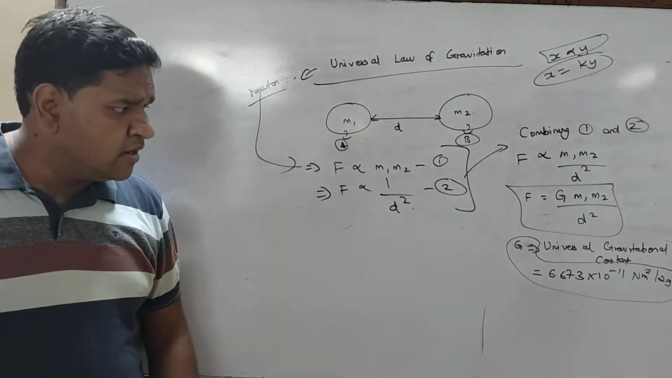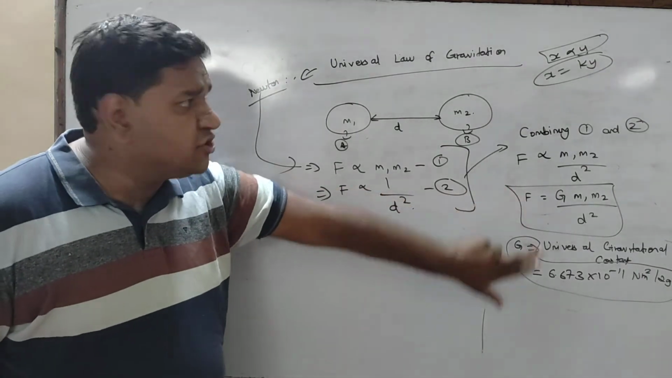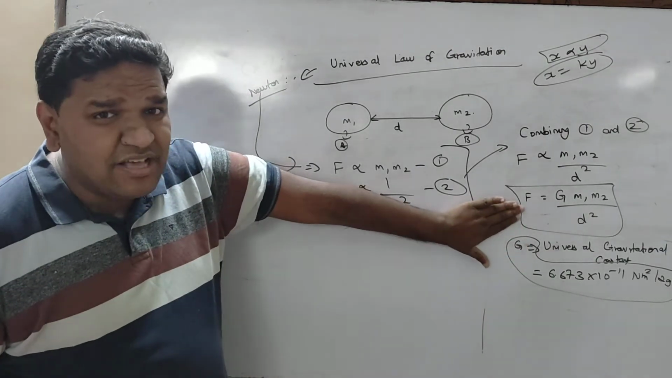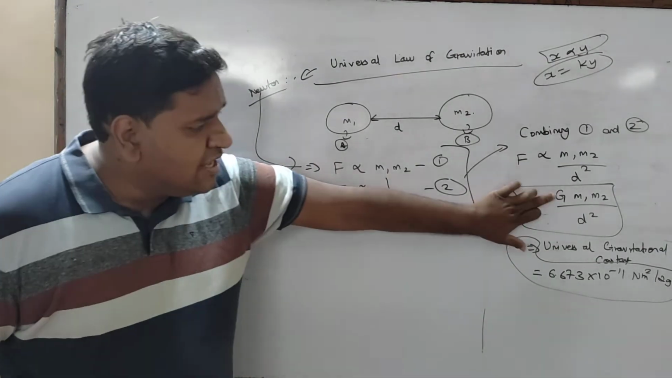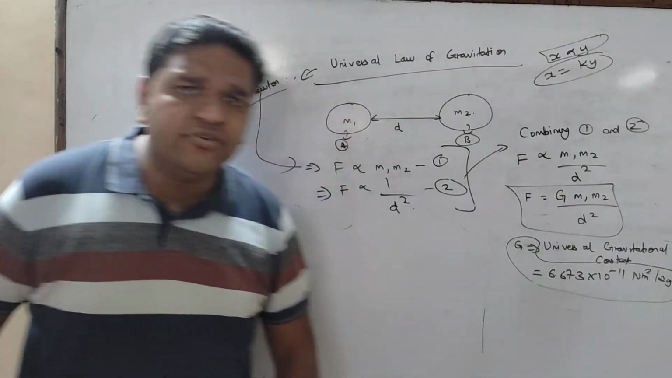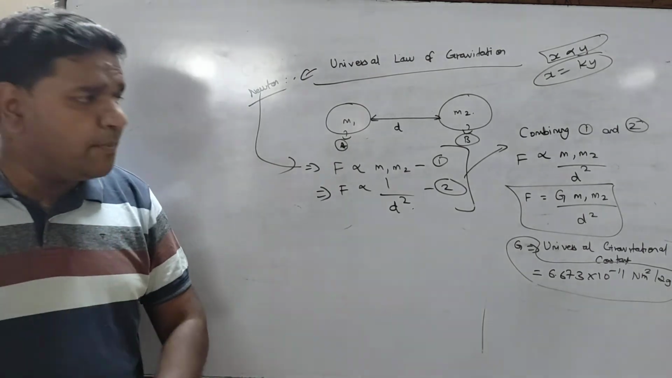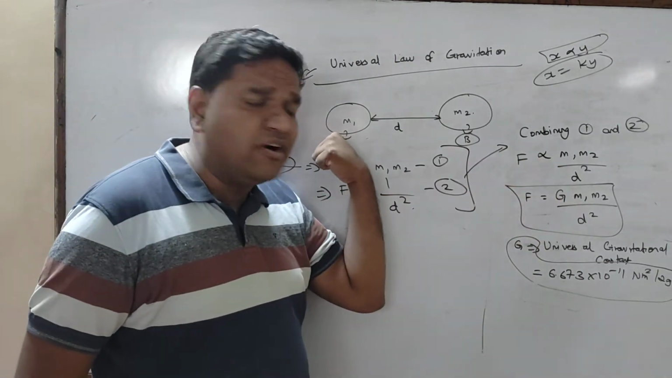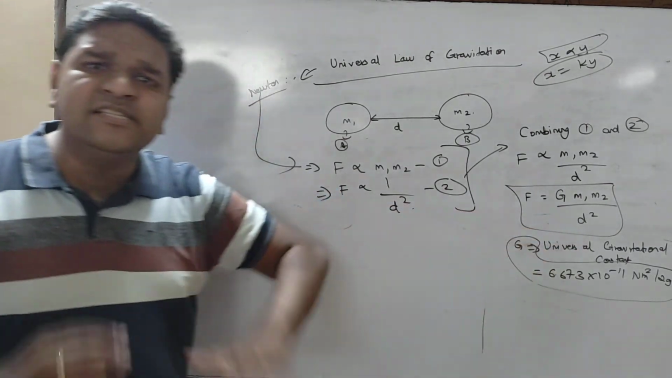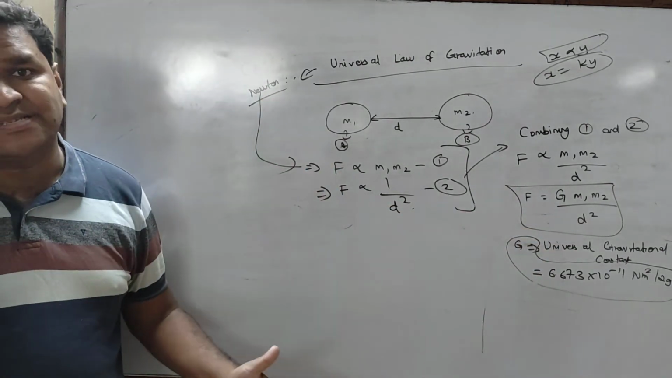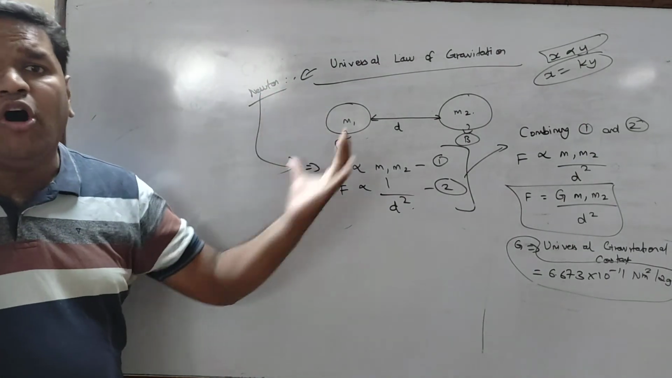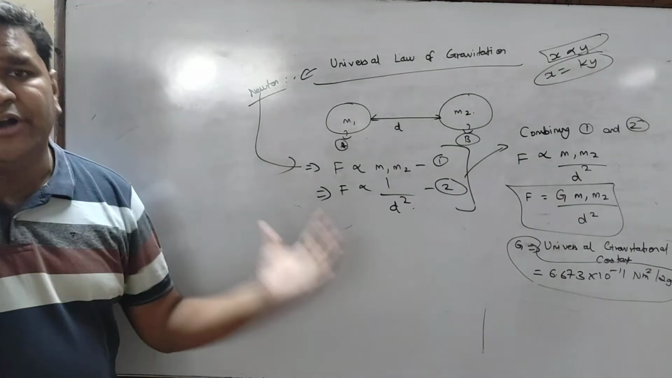As you all know, in this final expression of Newton's law of gravitation, the mathematical interpretation is: F is the force, or the gravitational force of attraction. G is the universal gravitational constant, which is a fixed value of 6.673 into 10 raised to minus 11 Newton meter square per kg square. M1 is the mass of the first object. M2 is the mass of the second object. Small d is the distance between the two objects. So this is as far as the universal law of gravitation is concerned.